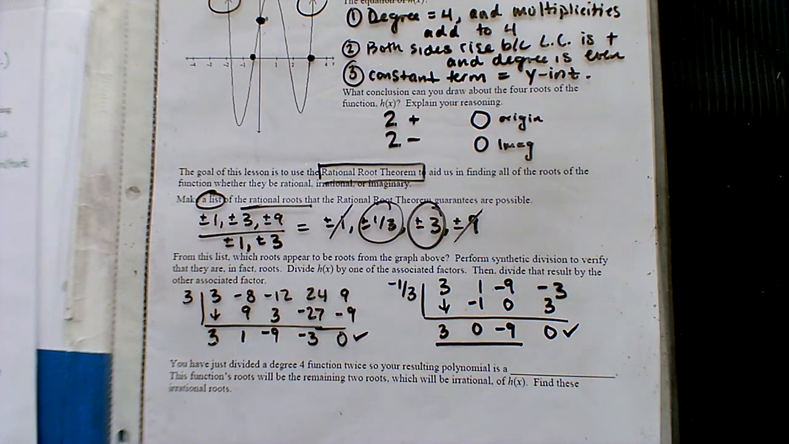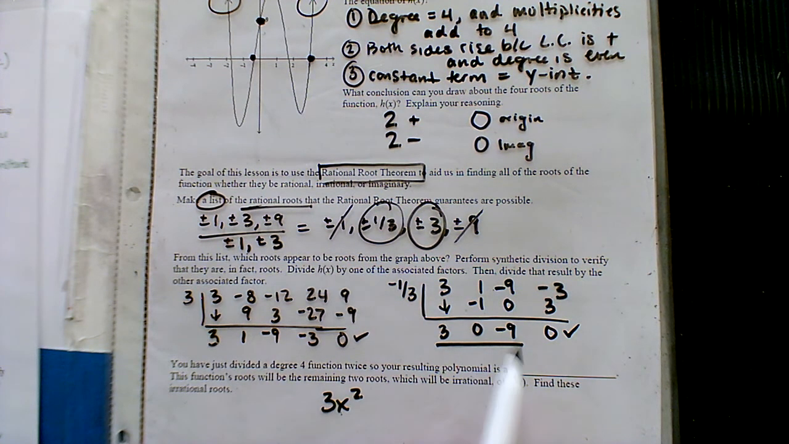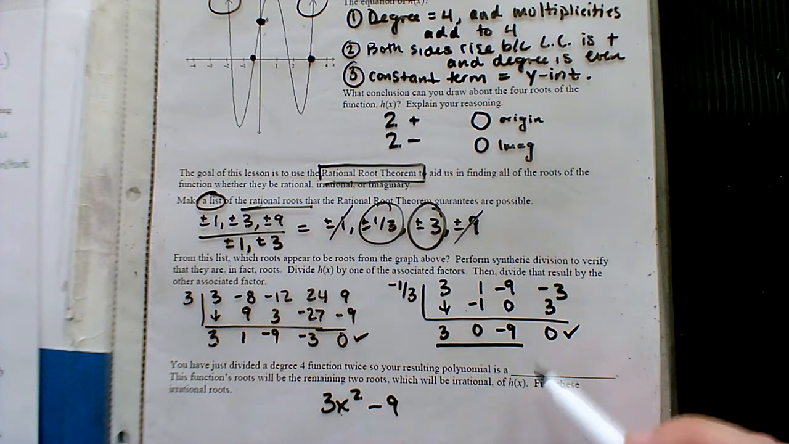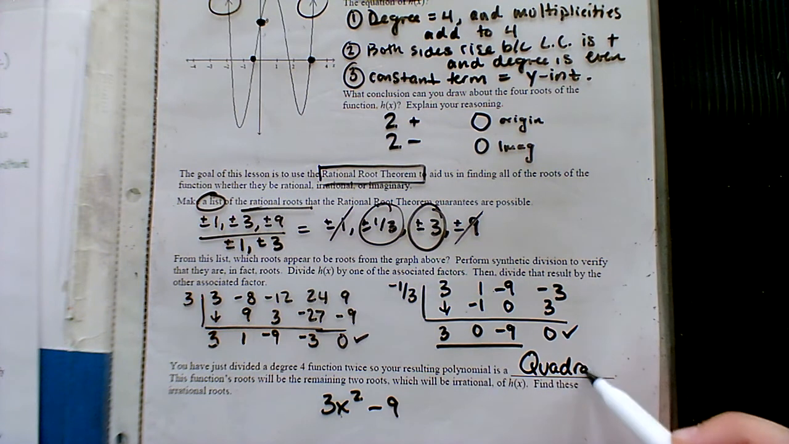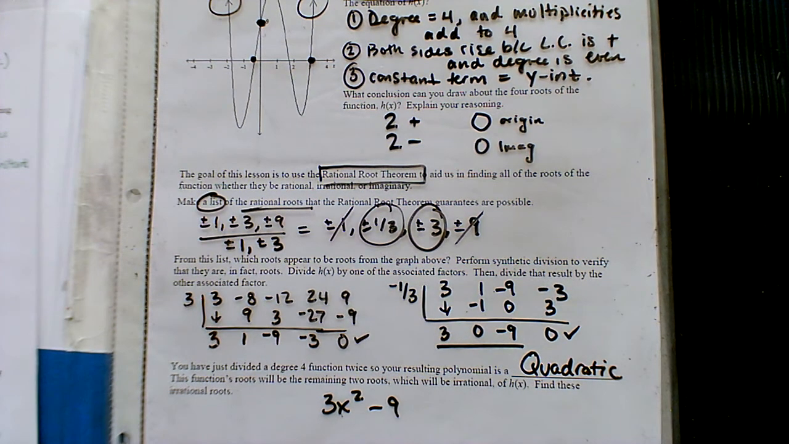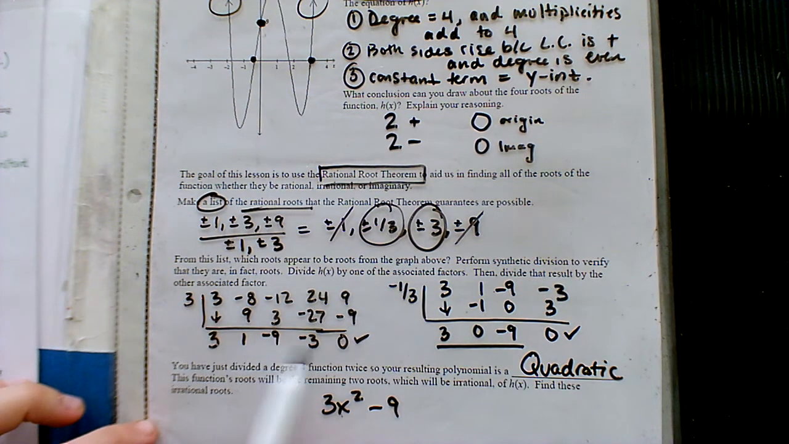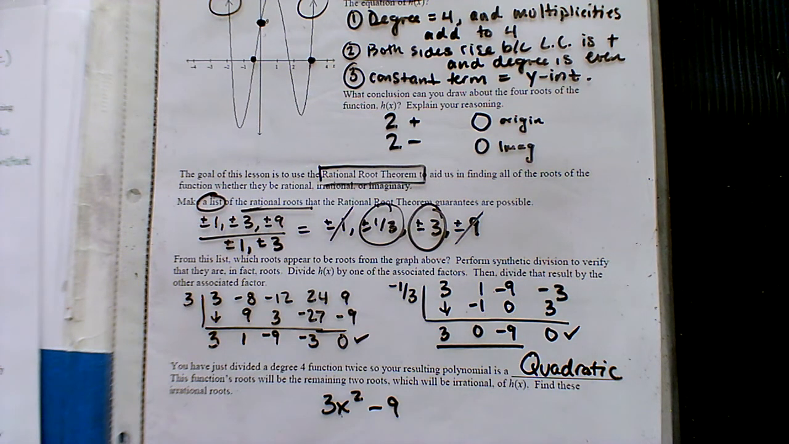Yeah? You're close. It's 3x squared, no x's, and then -9. So this is a quadratic function. Okay, we started with 4 and we divided by 2, so it makes sense that we have 2 left. Okay, quadratic function. So this is why I want to use the quotient values, because we're starting with an x to the 4th, but notice how we're dividing it and simplifying it down to a quadratic.